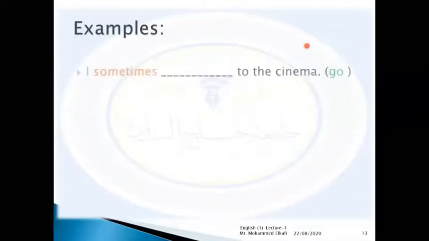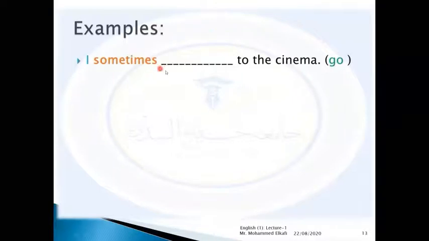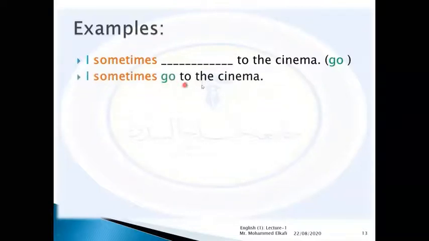So let's take some examples here. I sometimes ... to the cinema. Here he gave us the verb go between the brackets. We should put it here in the correct form. Here first, sometimes signals the rule of S, present simple tense. We should add S to the verb in case we have he, she, it in the subject. But in case we have I, you, we, they, we should not add S. We should just put the base form of the verb. So here we have the subject I. For this reason we should say I sometimes go to the cinema. I sometimes go to the cinema. Excellent. Yes, you are right.